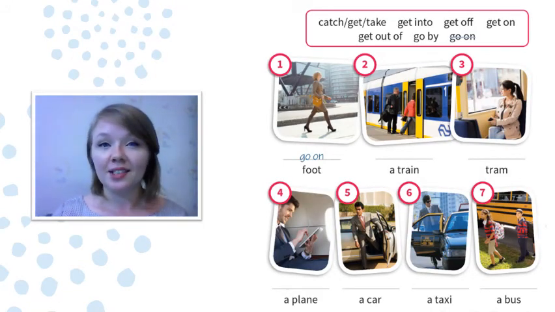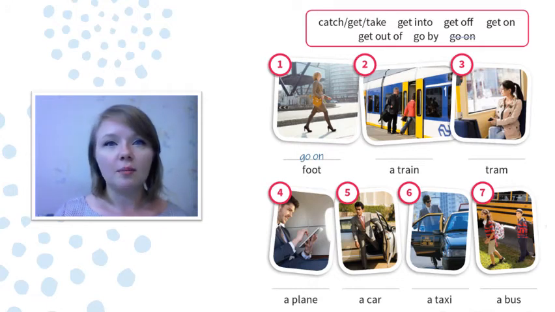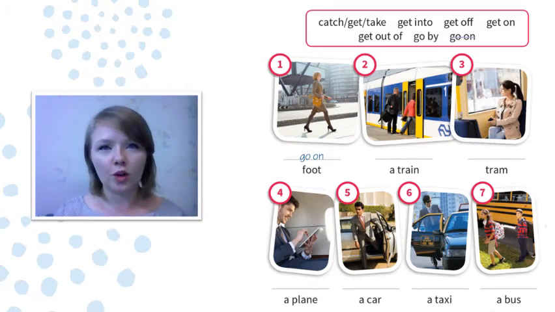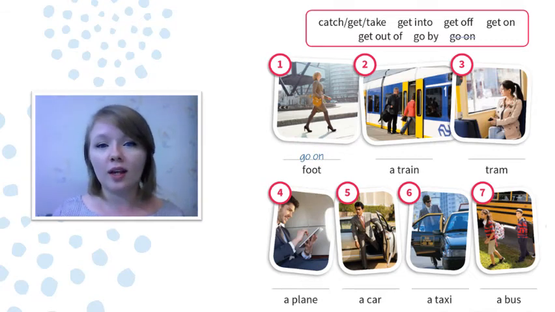Let's complete this activity together on page 86. So here we see our second set of vocabulary in the box at the top of this slide and on page 86. Let's go ahead and fill in the blanks with the correct term for each of these kinds of transportation. A train, a tram, a plane, a car, a taxi, and a bus. Number 1 is done for us. We can see that if we walk somewhere, we can also say go on foot.